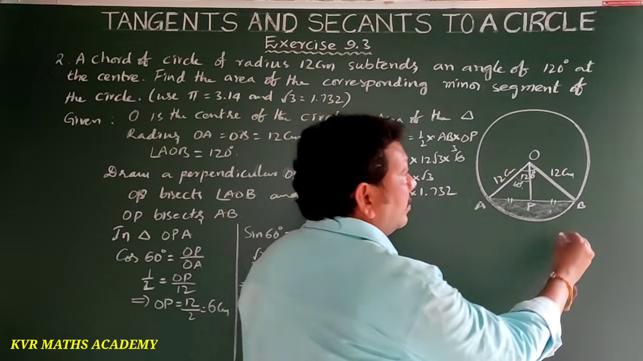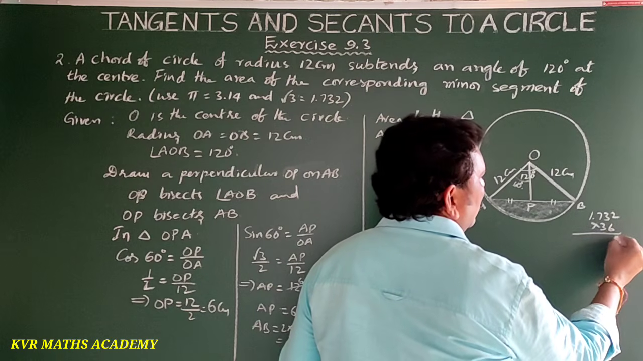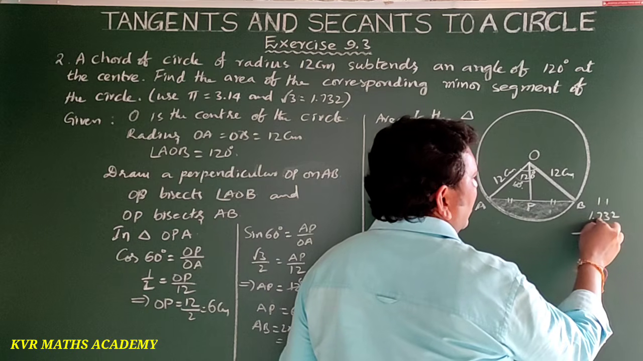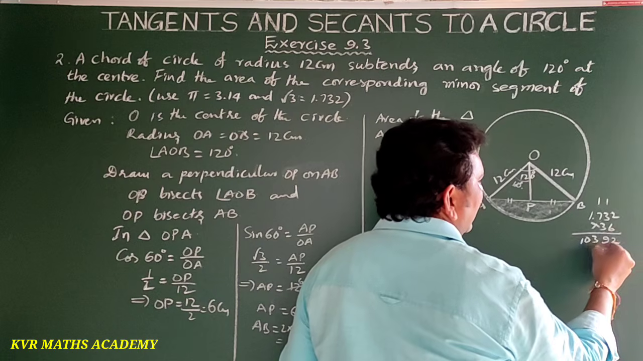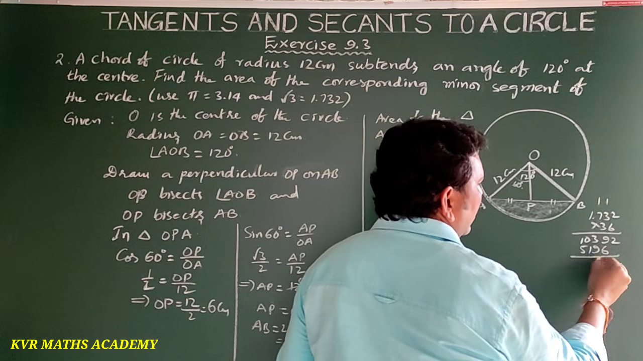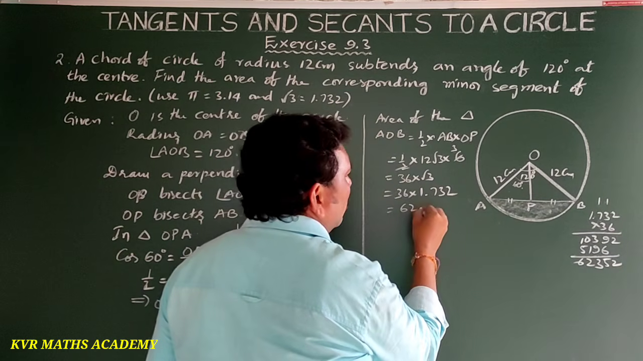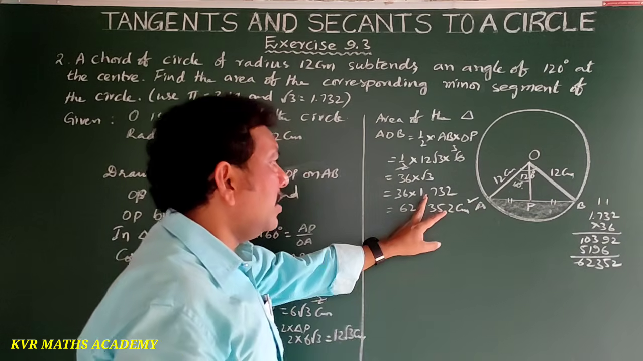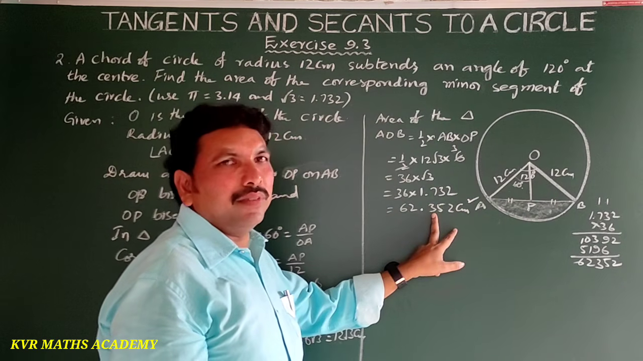So multiply 1.732 into 36. 6 2s are 12, 6 3s are 18, 19, 6 7s are 42 plus 1, 43, 6 1s are 6 and 4, 10, 103. Next, 3 2s are 6, 3 3s are 9, 3 7s are 21, 51, 5 plus 1, 6, and 3 1s are 3, so 62.352 centimeter square. Why? Because after the point, 3 digits are there. Yes, apply here also.